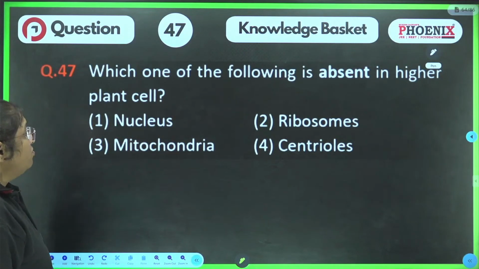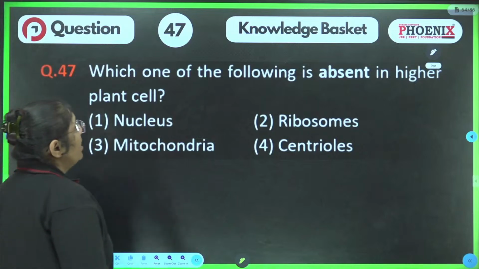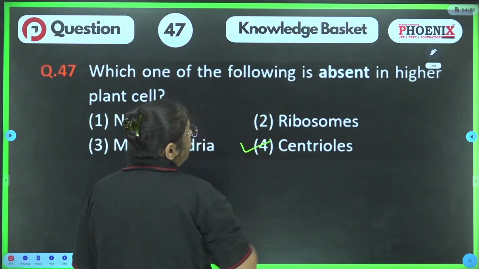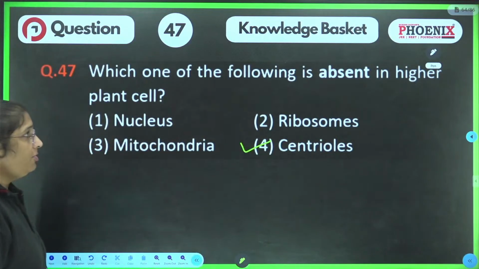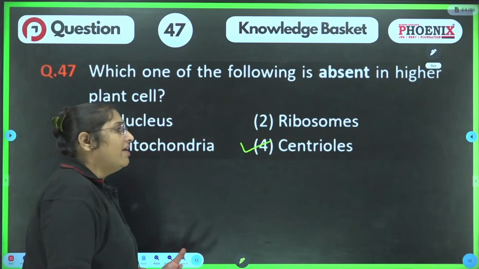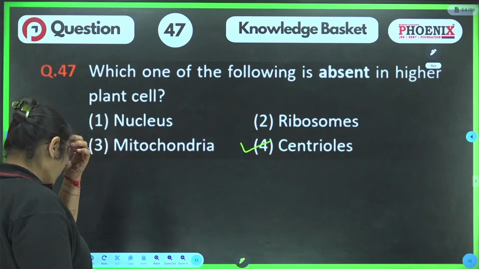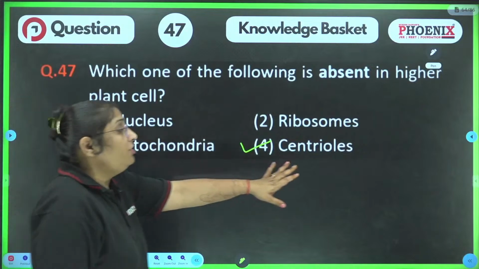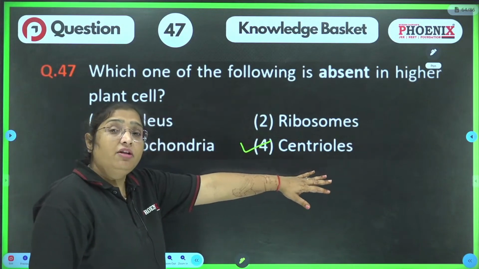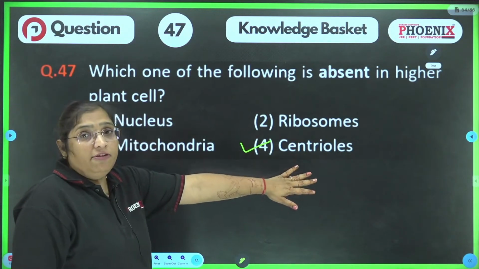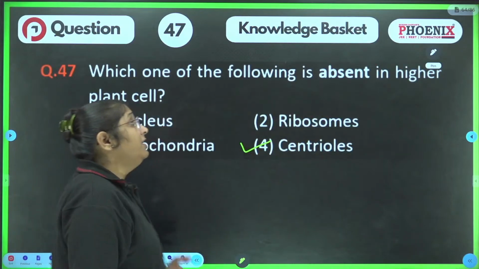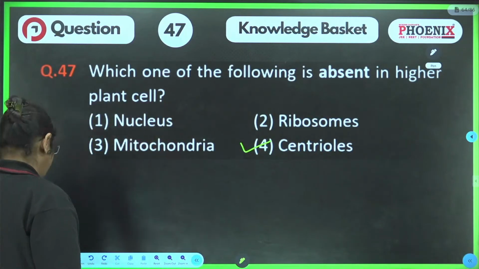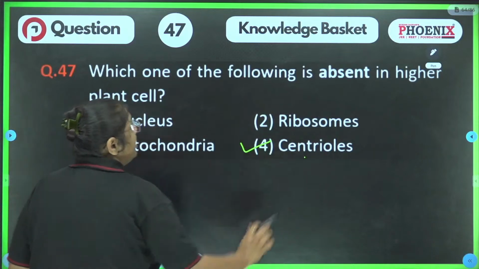Nucleus, ribosomes, mitochondria and centrioles. So the answer is centrioles, because higher plants have the function of spindle fibers, and the centriole's function is the formation of spindle fibers during cell division. So higher plants already have these spindle fibers, so they don't need the centriole.